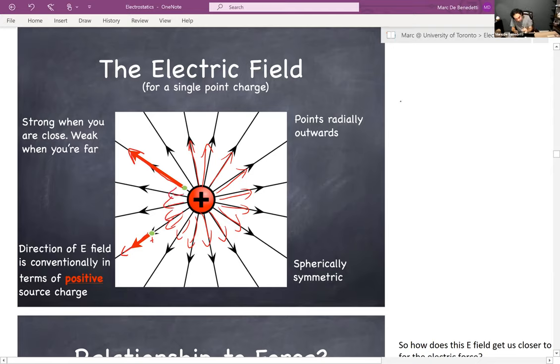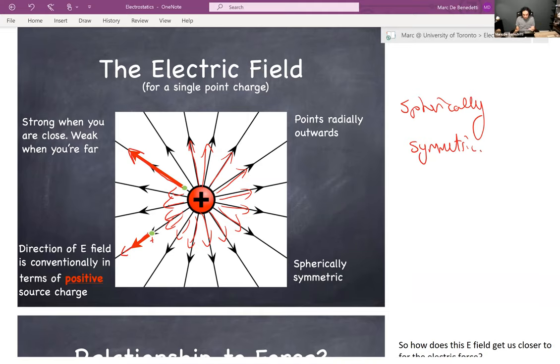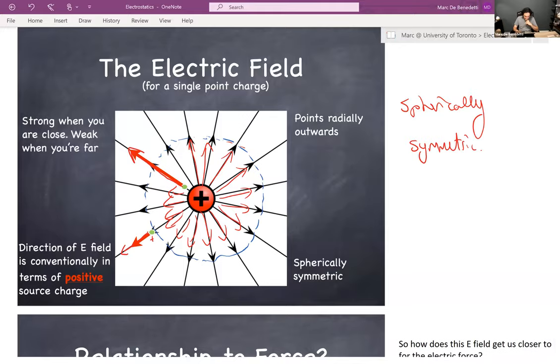So we call this spherically symmetric. Spherically symmetric meaning if you map all the vectors, it literally looks like a sphere, right? So for a certain radius away from the central charged particle, every location along my blue dotted line will feel the same magnitude of repulsion force, but just in a different direction. The direction specifically is a sphere. So we call that spherically symmetric.